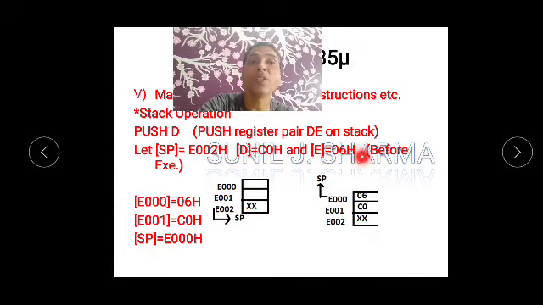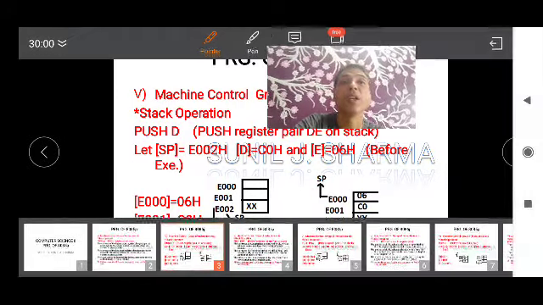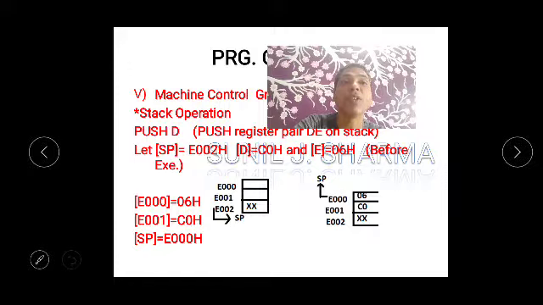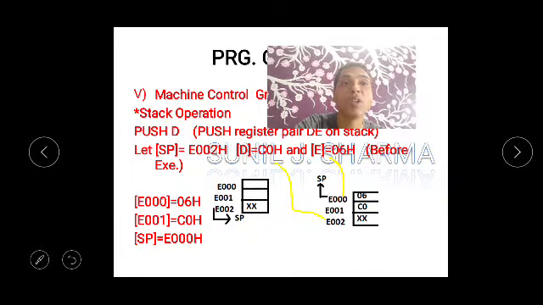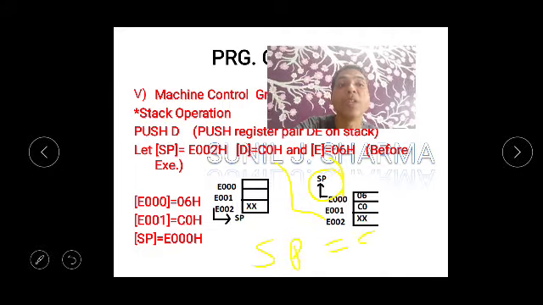What happens in this is, whatever the higher value is, the value of D will go to E001, and whatever the value of E is, because this is lower order, will go to E000, and the stack pointer will be pointing to this position. So whenever you add something on a stack, the stack pointer is always decremented by 2.